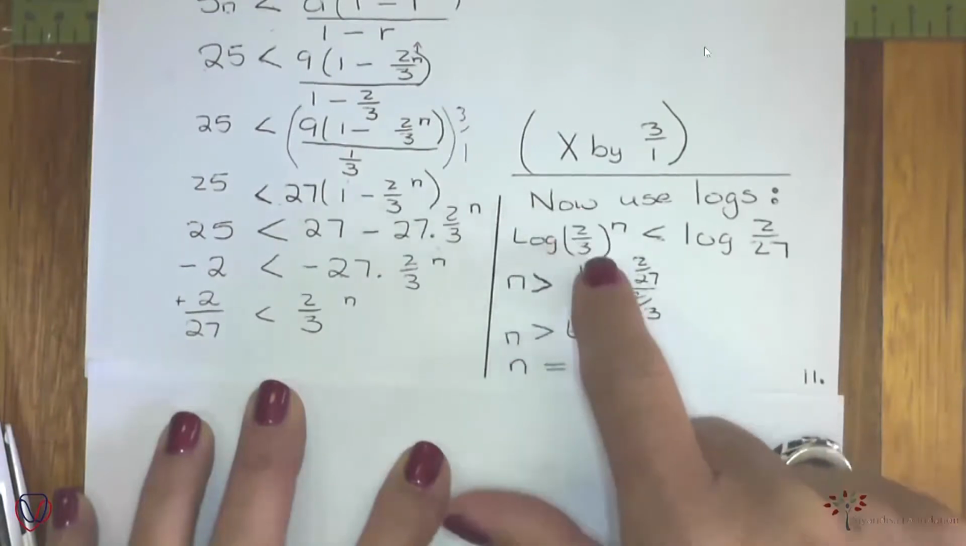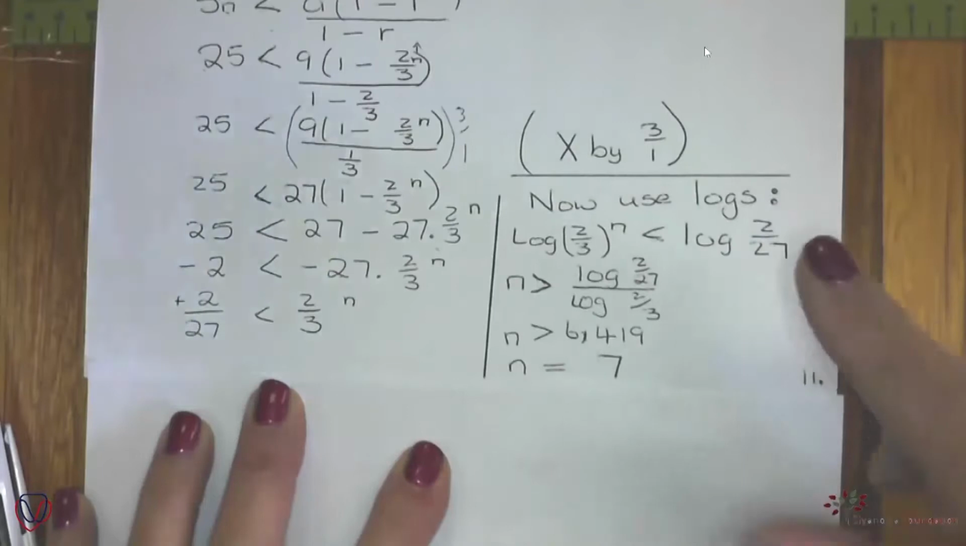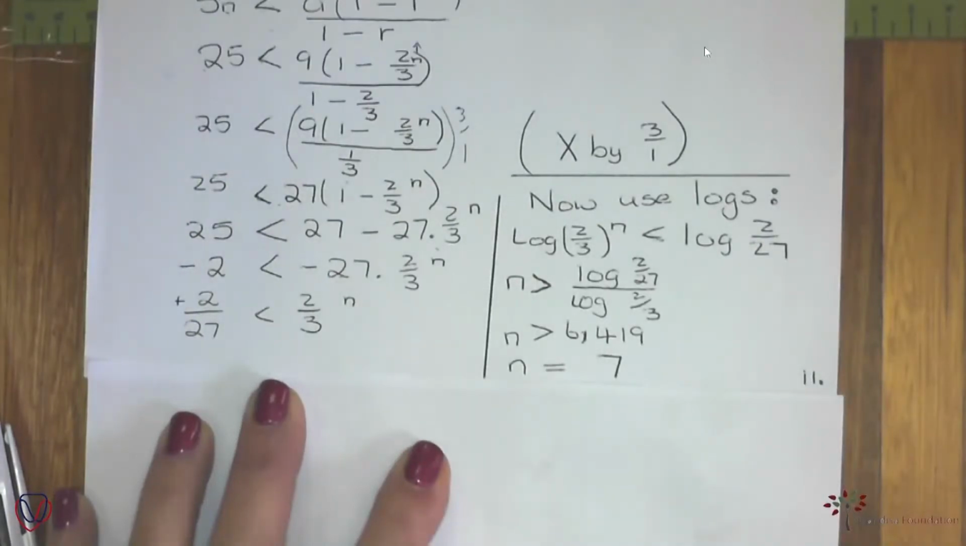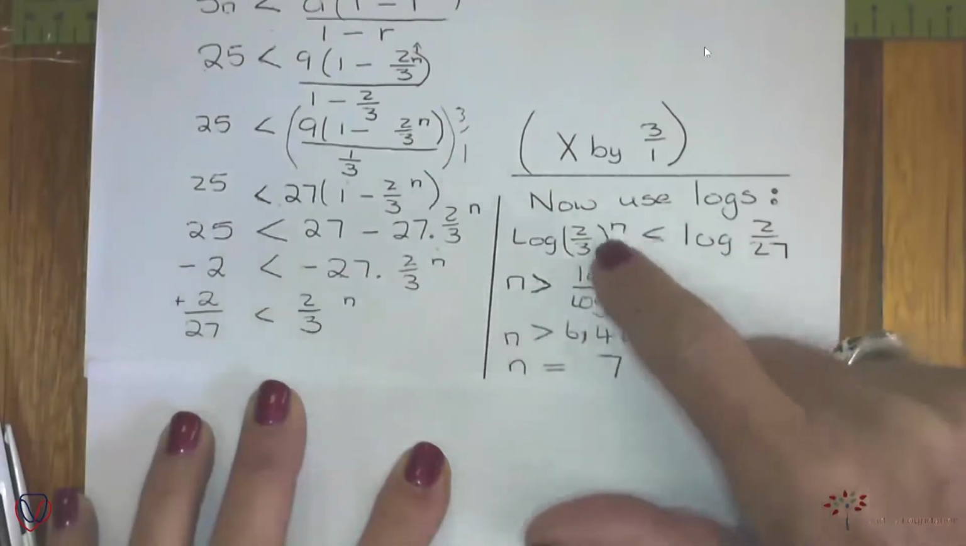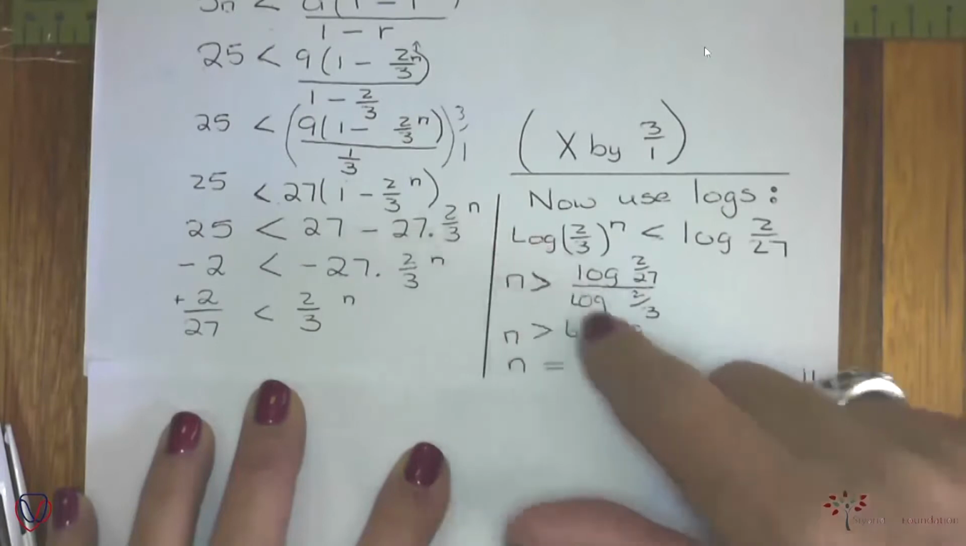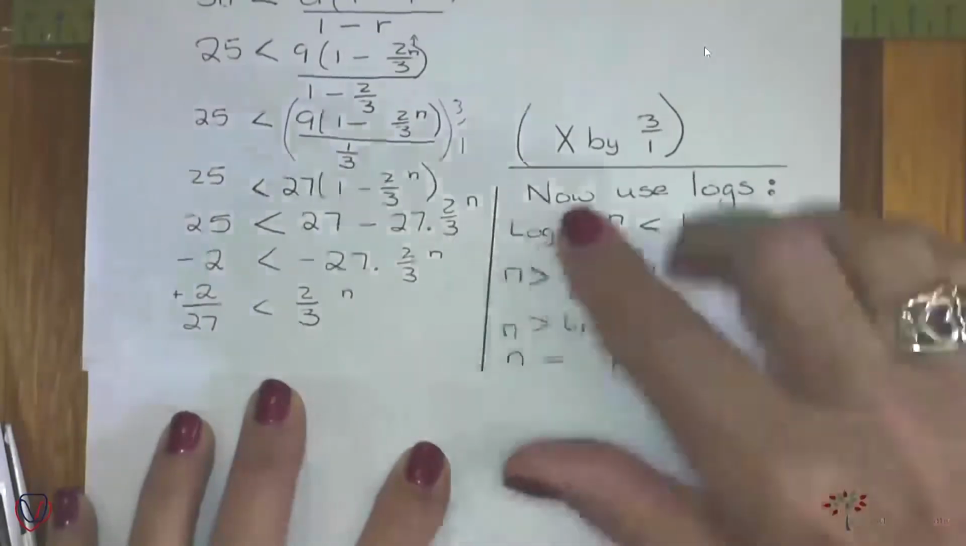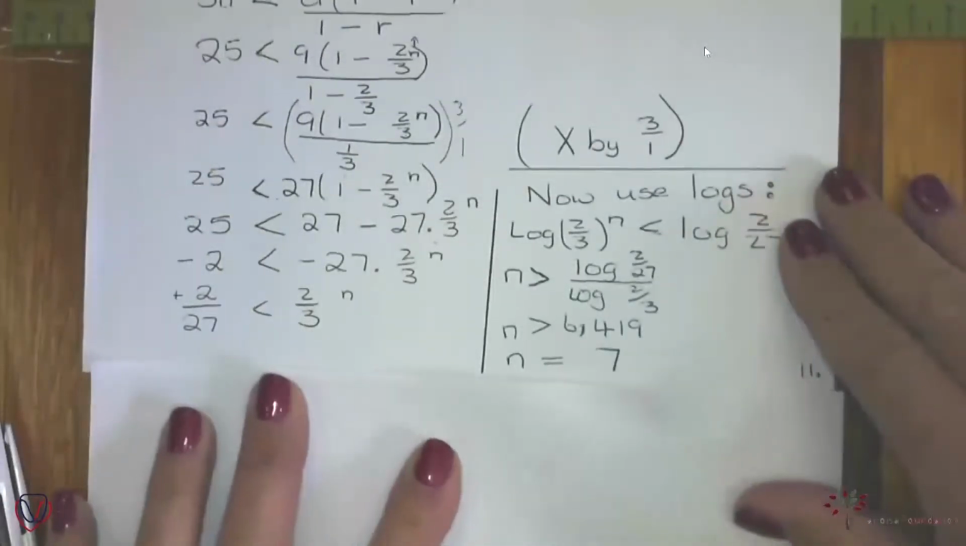Okay, log 2 over 3 to the power n, log 2 over 27. You just put logs in front of these two numbers here. Then you divide by the log, this log divided by that log will give you n. I'll come back to the inequalities there now. Okay?